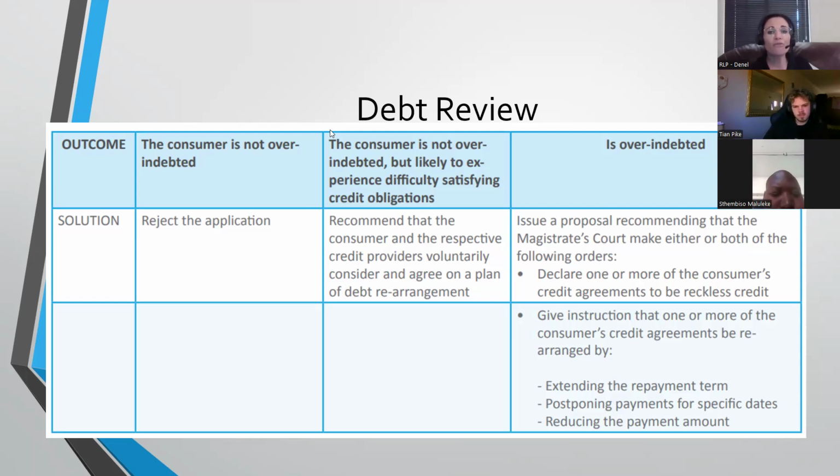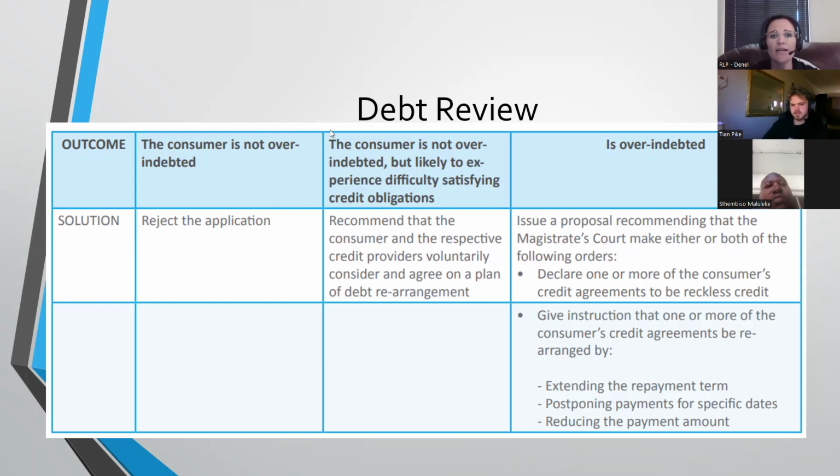So how can they rearrange your debt? Either they will extend the repayment term, meaning that the consumer was initially supposed to pay back over 60 months, but now they have to pay back over 84 months, okay? Or postponing payments for a specific date. So they call this a payment holiday. And that's where they say, okay, for the next 6 months, you don't have to repay, but you have to get yourself in a better financial situation.